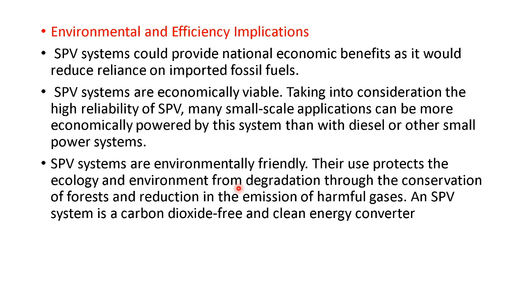Now, the solar photovoltaic module provides an independent reliable power source at the point of use. So it is suitable for remote or inaccessible places such as even hills or mountains. The majority of the population living in dispersed communities in rural areas away from the main power grid could be supplied with electricity without difficulty. Okay, that means we can store it and provide it in a different region. So, regarding environmental and efficiency implications, the SPV system could provide national economic benefit as it would reduce reliance on imported fossil fuels. Okay.